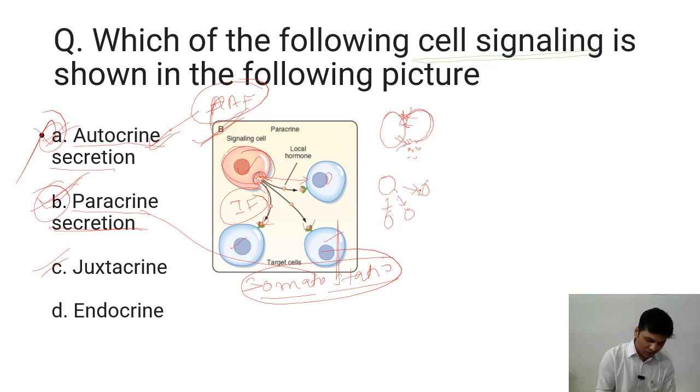What is juxtacrine? One cell is here, and this is another cell, and the cell is directly communicating with the other cell. That is called juxtacrine. One cell is directly communicating with the other cell through the receptor. That is called juxtacrine. An example is TGF alpha.